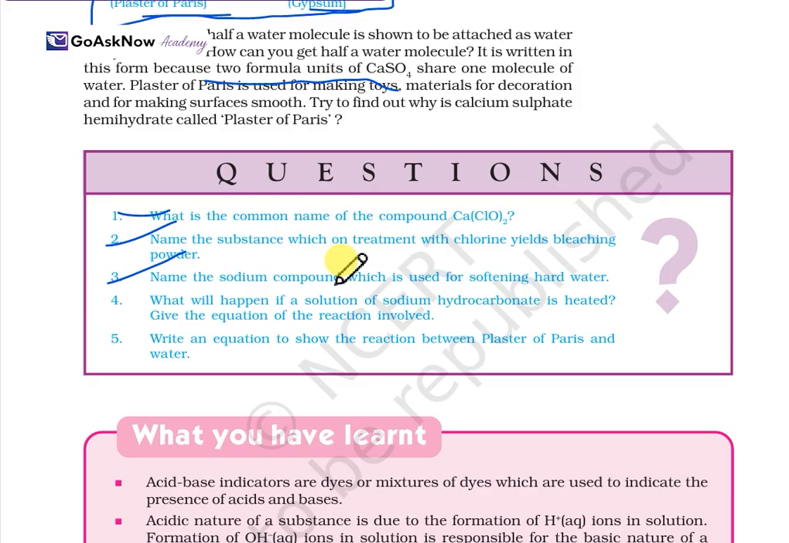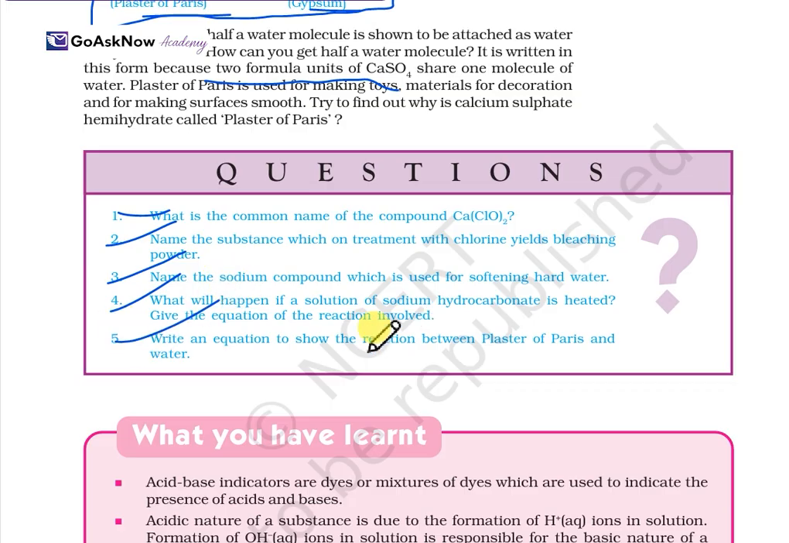Name the sodium compound which is used for softening hard water. The sodium compound used for softening hard water is sodium carbonate, which is Na2CO3, commonly called washing soda. The fourth one: what will happen when sodium hydrogen carbonate is heated? Give the equation. The reaction will be 2NaHCO3 giving the products Na2CO3, H2O and CO2.